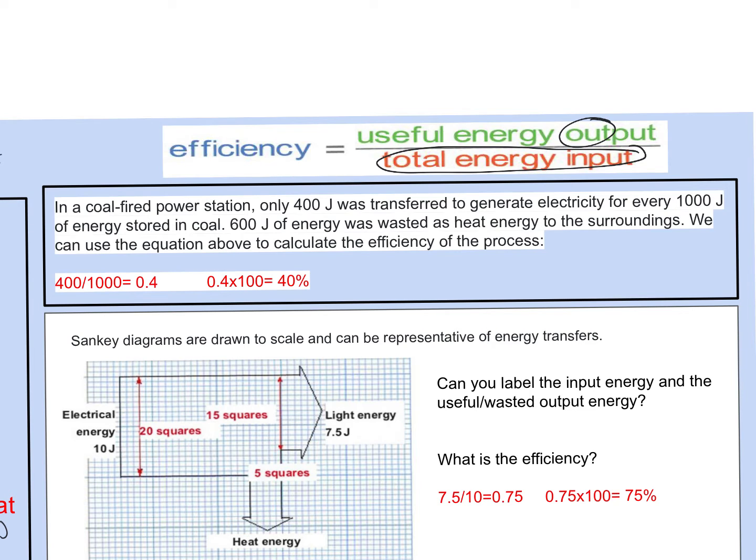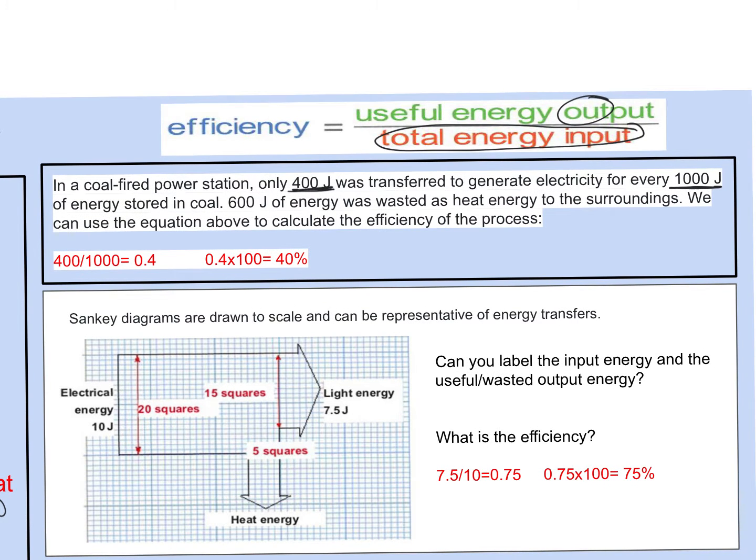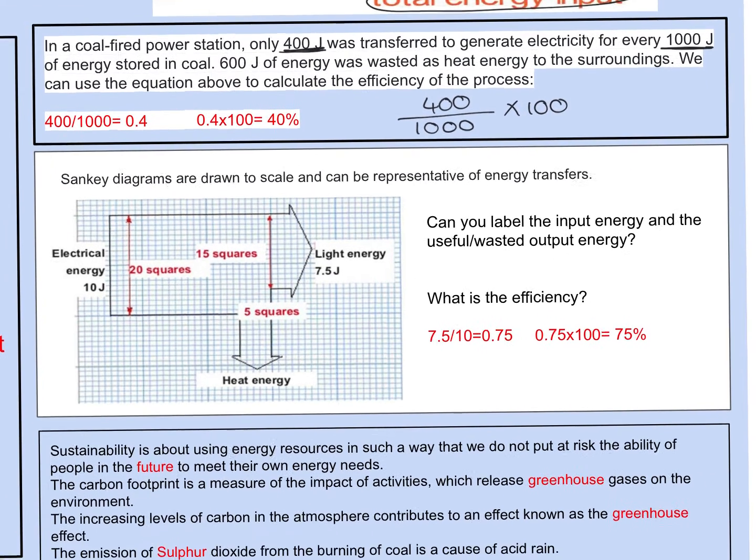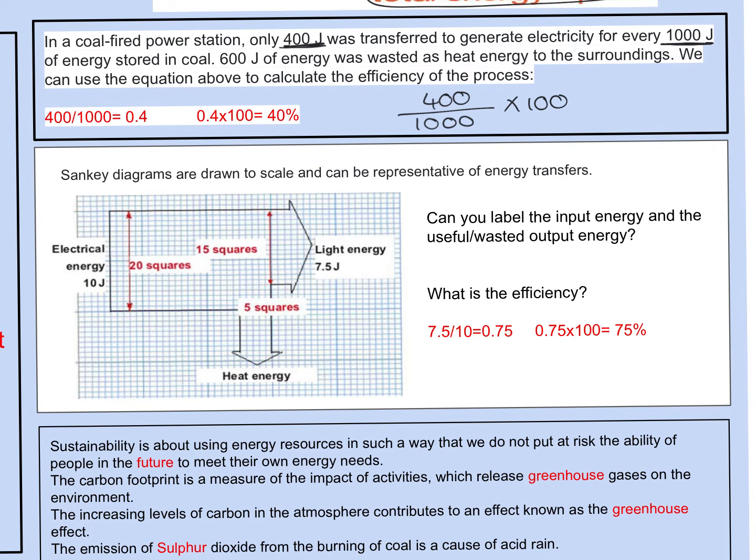Okay, this question's got loads of information here. If you read, it says for every 1,000 joules, that's the energy in, 400 is used to generate electricity. 600 of it is wasted. So you would do total energy in on the bottom over the useful 400 and times it by 100 would give you 40%.